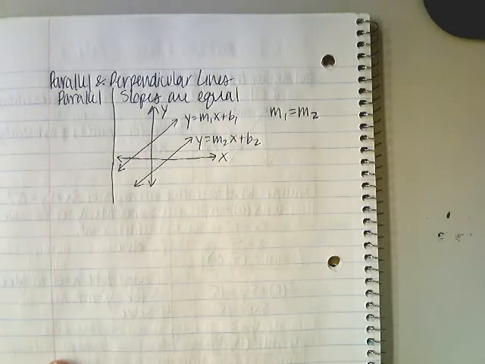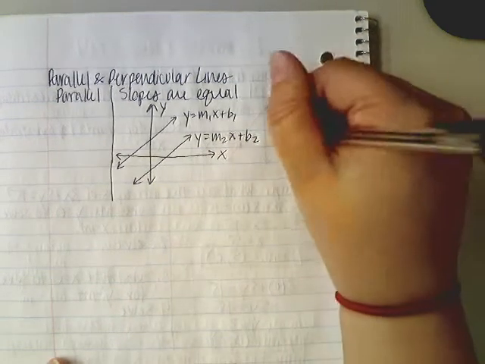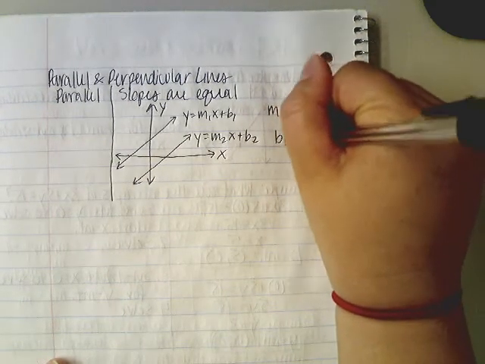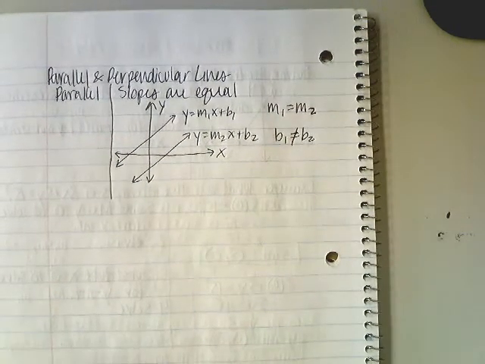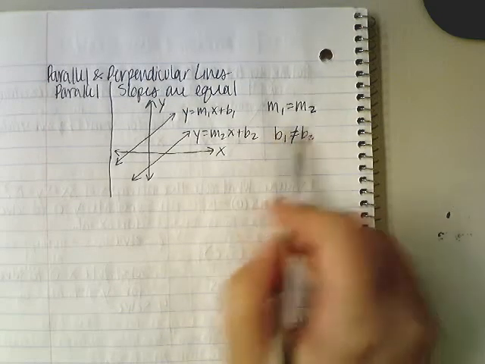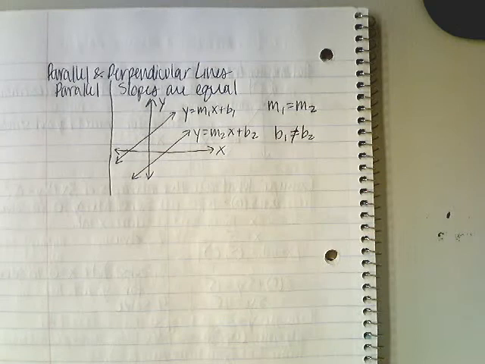The only other bit of information you should know about parallel lines is that their y-intercepts, b1 and b2, cannot be equal, because then they would just be the same line. If they have the same slope and the same y-intercept, they're actually just the same line. They're not parallel, they're the same. So if we have parallel lines, their y-intercepts can't be equal, but their slopes will always be.